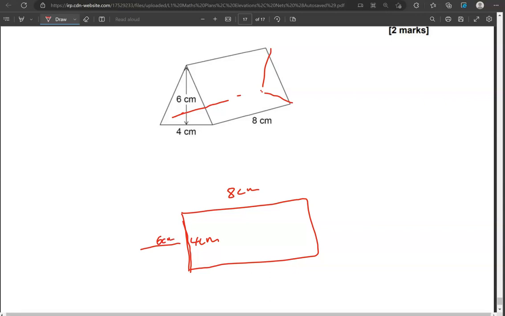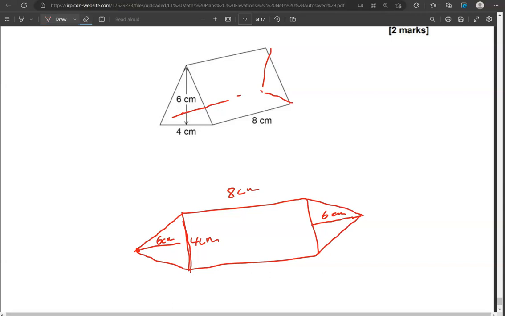So that's what you need to do. Put a dot there and then connect the points together. Do the same on the other side. So height 6 centimeters, base is already 4 centimeters.